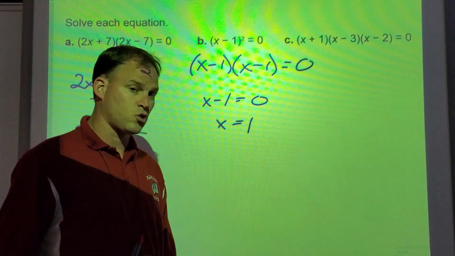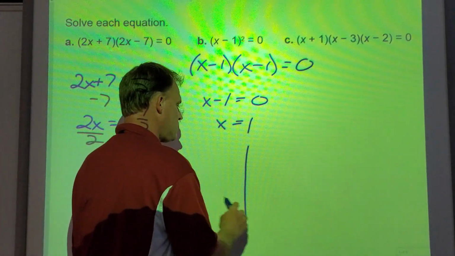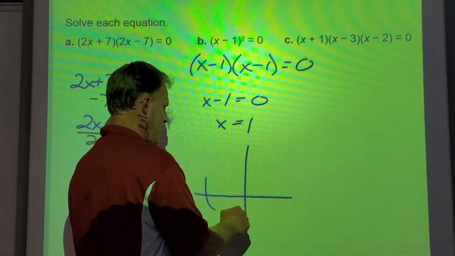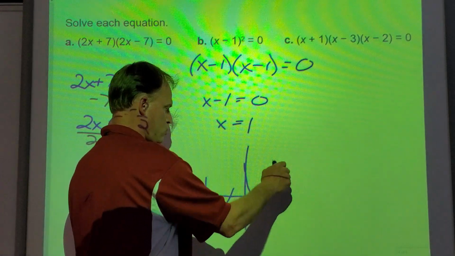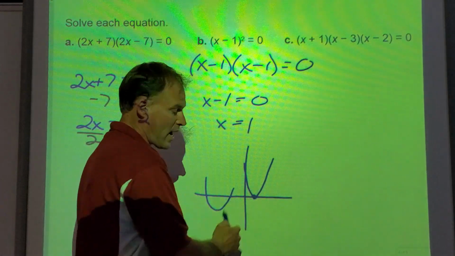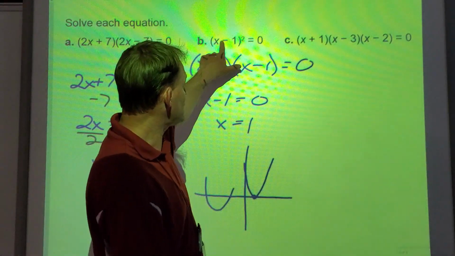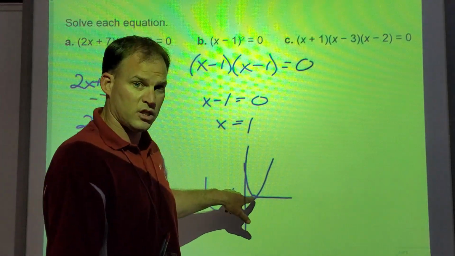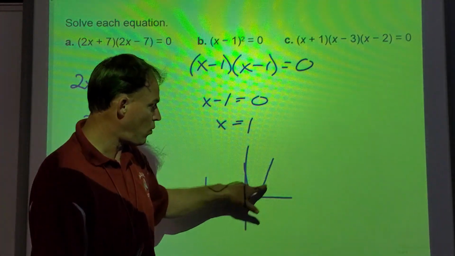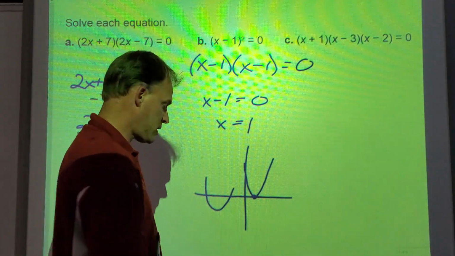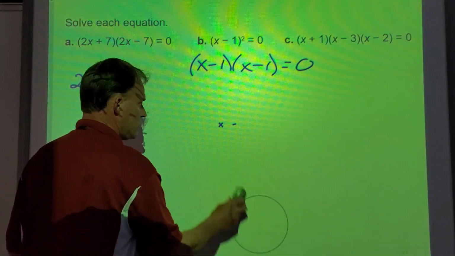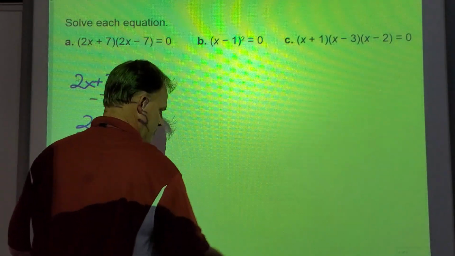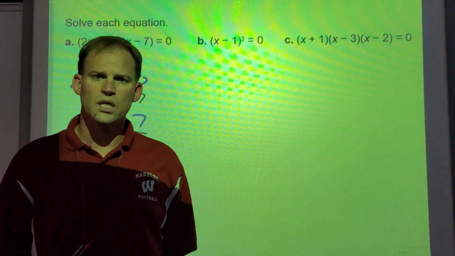To reference this graphically, instead of crossing the axis in two places, it's going to come down and my vertex is going to be right on that axis. So whenever you see something squared, that's what it means graphically. It's only going to hit one place, and it's going to be the vertex. Just a quick little graphing refresher. I said we wouldn't do it. I lied. All right. Do C on your own.